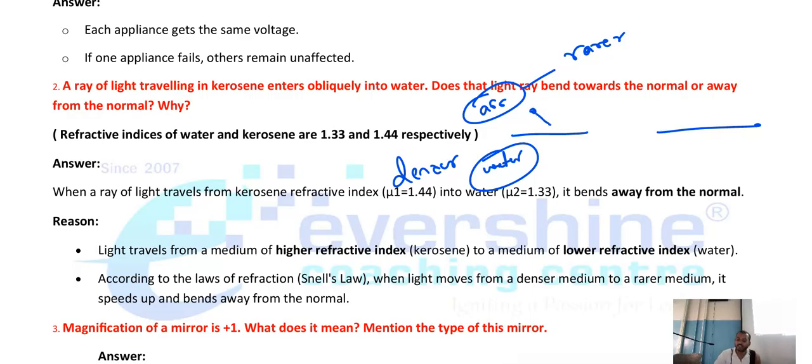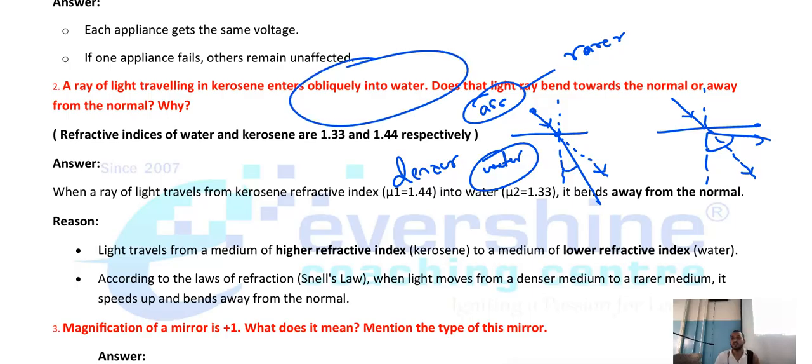When a ray of light is entering from the rarer medium, at the point of incidence we get a normal. What happens? How does it move? Does it move straight? No, it doesn't move straight. Instead of moving straight, either it can move towards the normal or it can move away from the normal. So this is called towards the normal, and this is called away from the normal. Which among the following is correct? They are asking you. Understood?